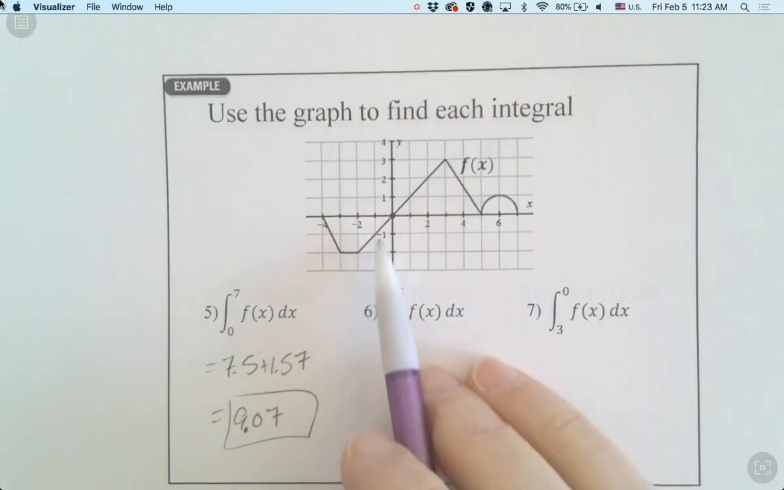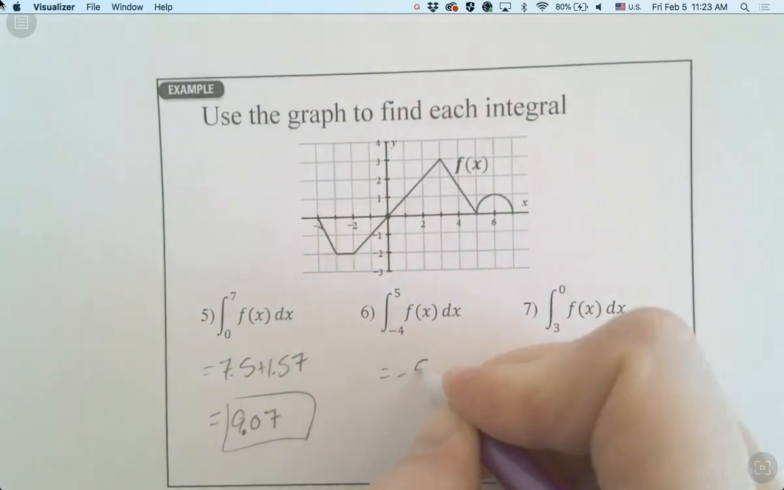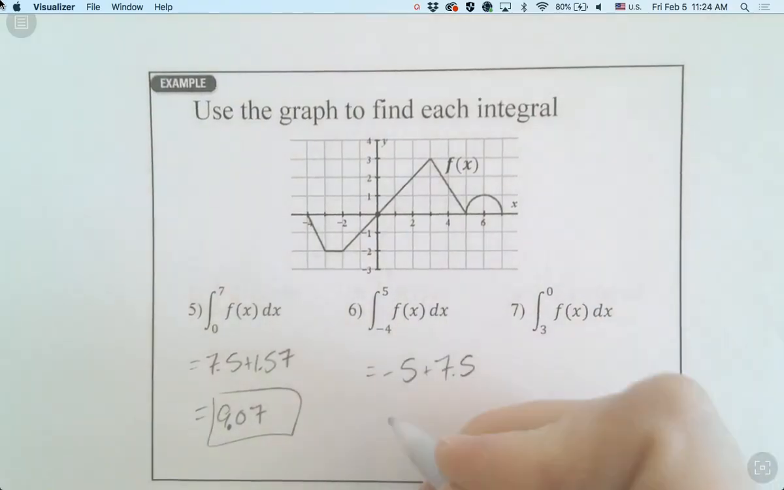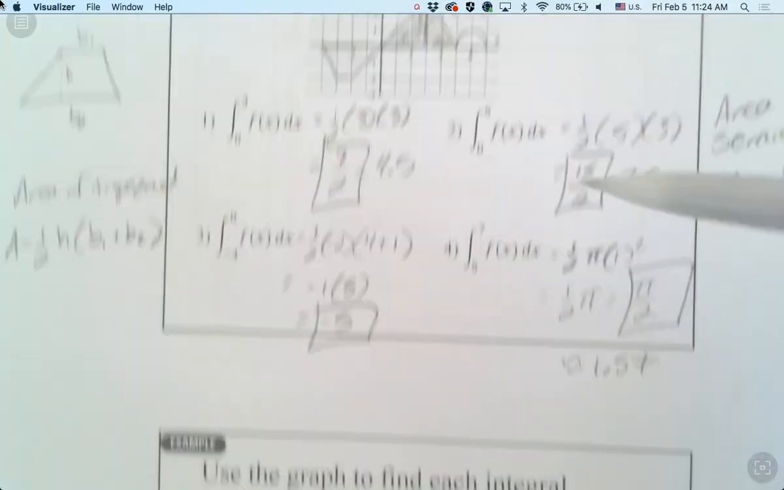All right, so then for number 6, you're going from -4 all the way over to 5. So that would be the trapezoid plus the scaling triangle. So how much is that? Yeah, so it would be the -5 for the trapezoid, and then a positive 7.5 for the scaling triangle, so 2.5. What do you think, what's the difference between number 7 and number 1?